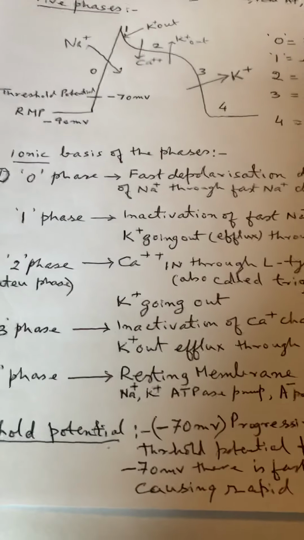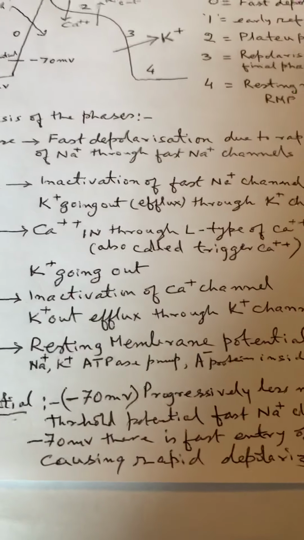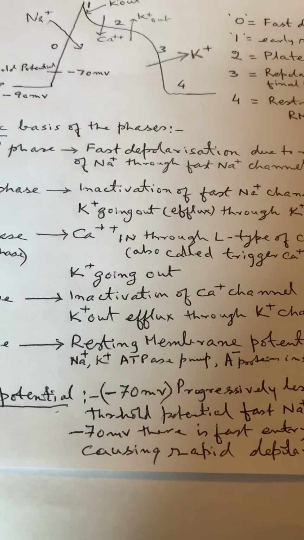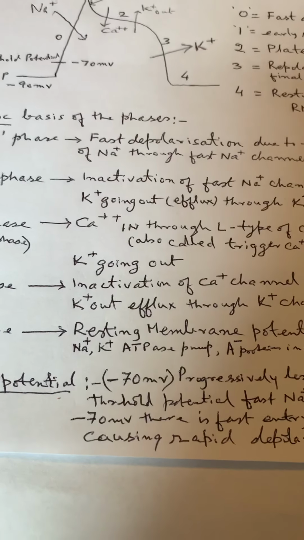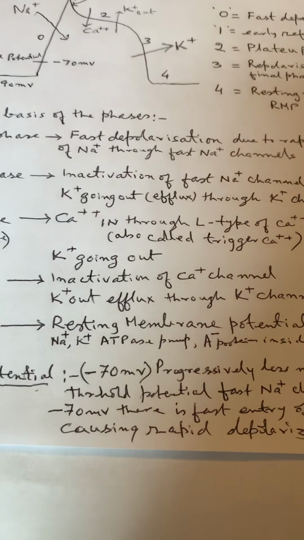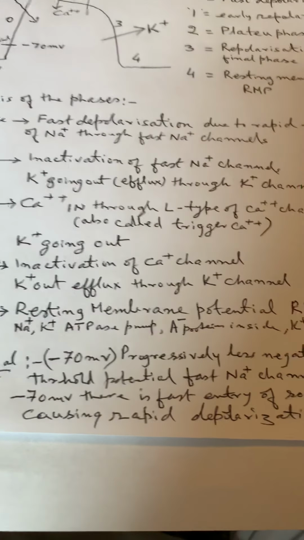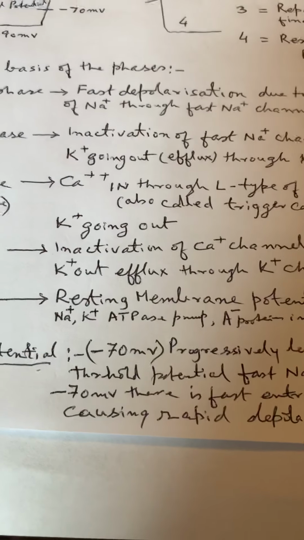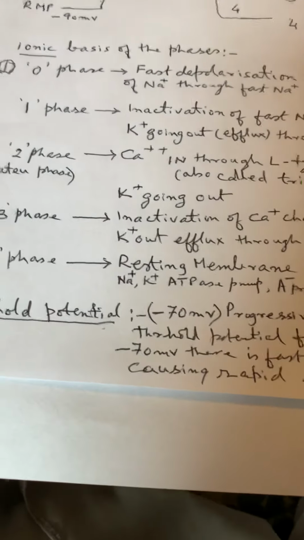Then there is phase 4. Phase 4 is the resting membrane potential. That means back to normal, and this is done with the help of the sodium potassium ATPase pump, and potassium permeability will bring back everything to its original position.